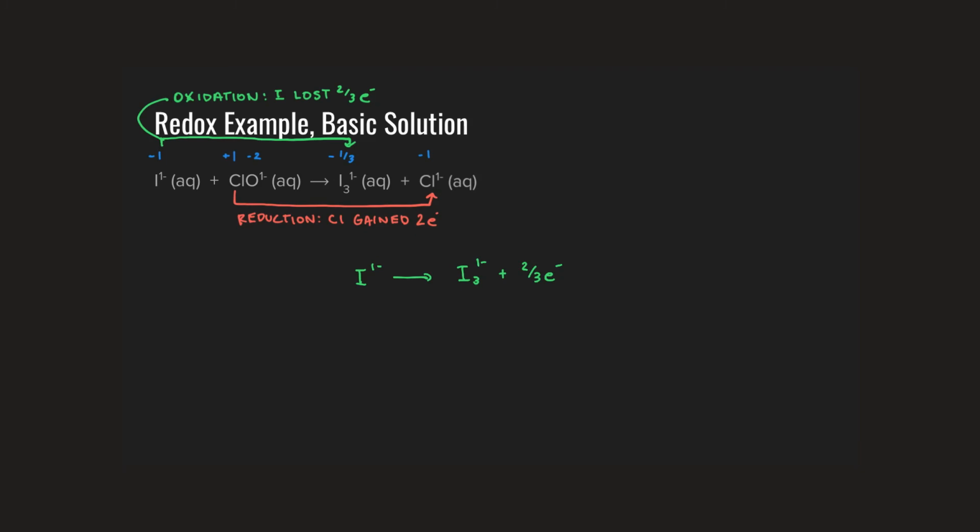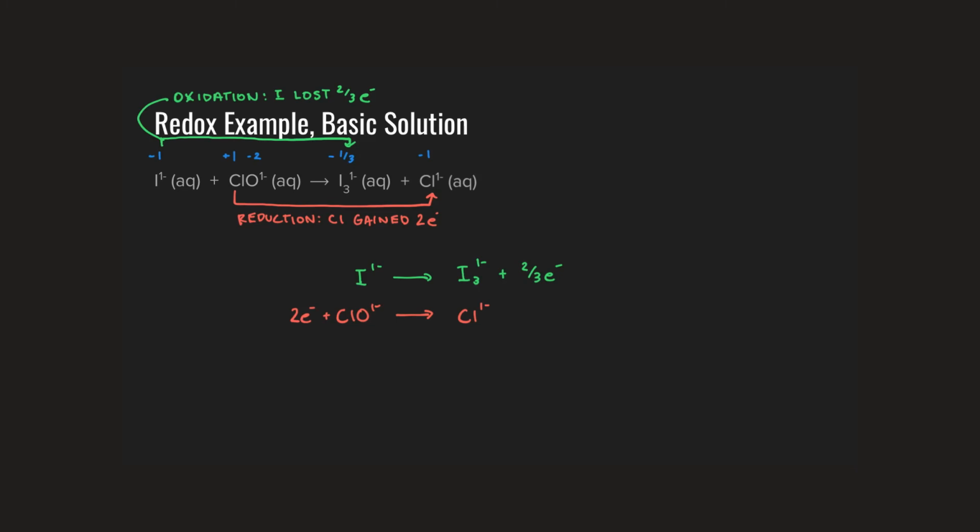Now for my reduction half step. I started off with the hypochlorite ion, ClO1 negative on my reactant side. I ended up with a chloride ion, Cl1 negative on the product side. And to make that happen, we said chlorine picked up 2 electrons. So let's put those 2 electrons on the reactant side to make sure we get them in the proper place. So we've now written our half reactions. And from here, we move on to our sequence of balancing.